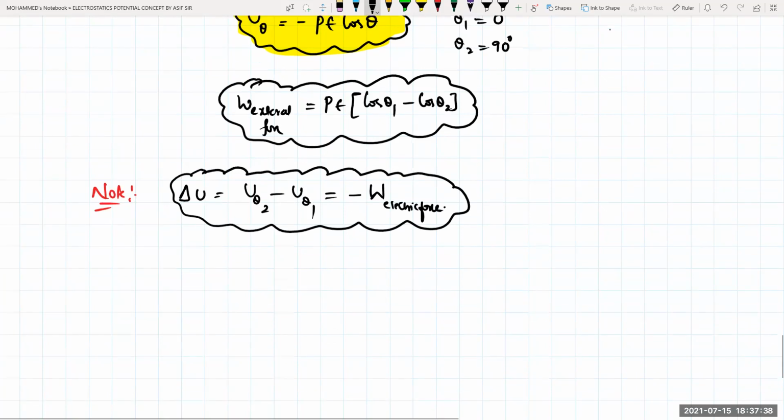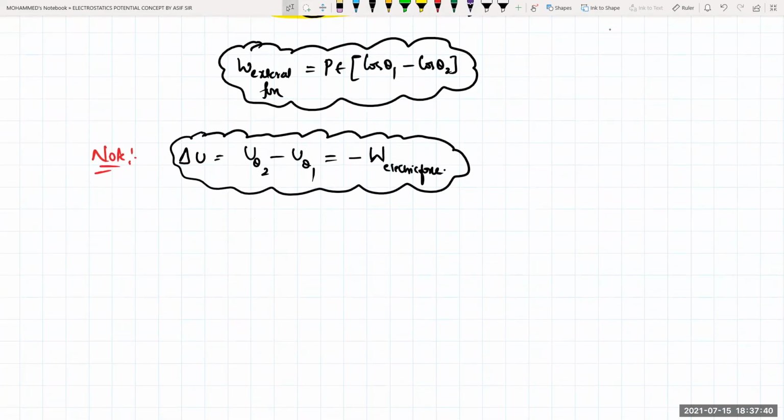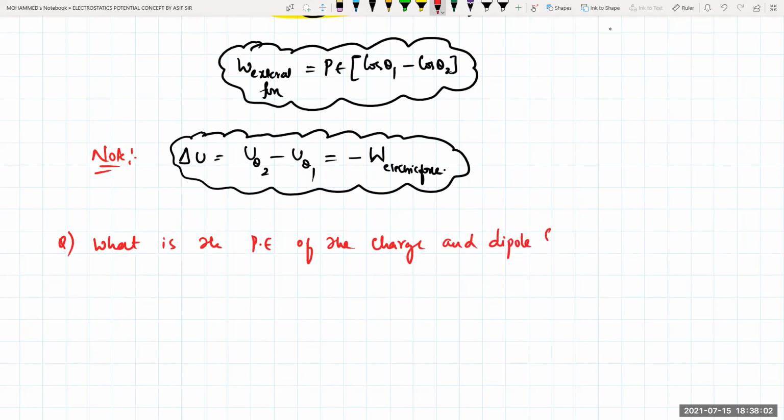So let us try to do one problem. Now tell me, what will be the potential energy if it is oscillating in a dipole? Just write a question here. What is the potential energy of the charge and dipole system as shown in the figure?